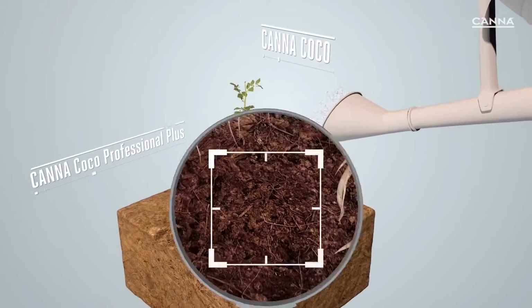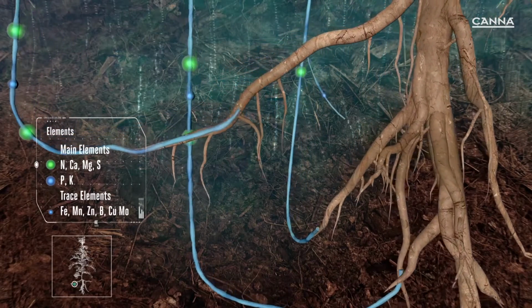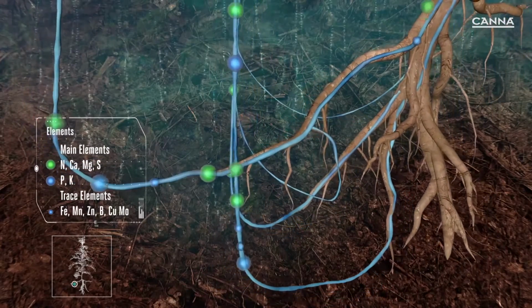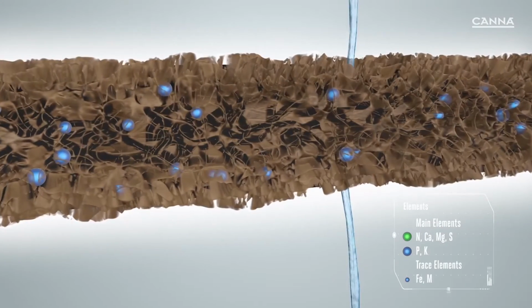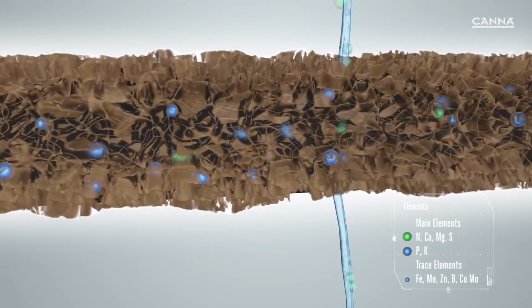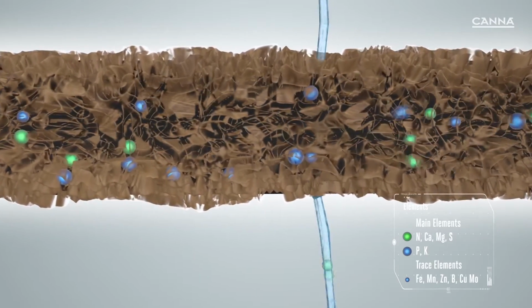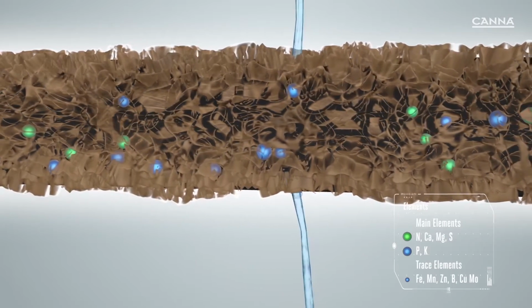When you feed a plant with Canna Coco A and B nutrient, some of the elements it contains will be absorbed by the coco substrate, including nitrogen, calcium, and magnesium. Next, the coco fibers will release potassium and phosphates into the nutrient solution held between the coco fibers. The root can then absorb this mixture from the coco substrate, and the nutrients can be transported around the entire plant.